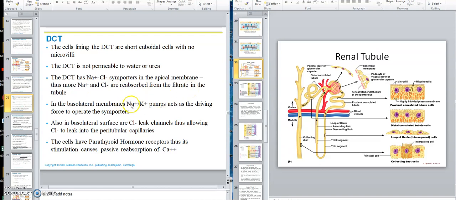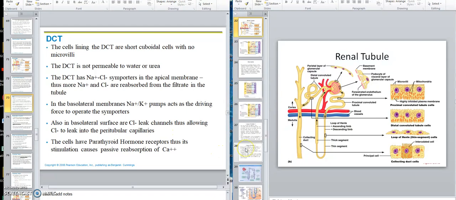In the basolateral portion, we have our sodium-potassium pump. Also, we have chloride leak channels. Parathyroid hormone can control calcium. So I'm going to come to something now as we look at this, but I want you to read on it.